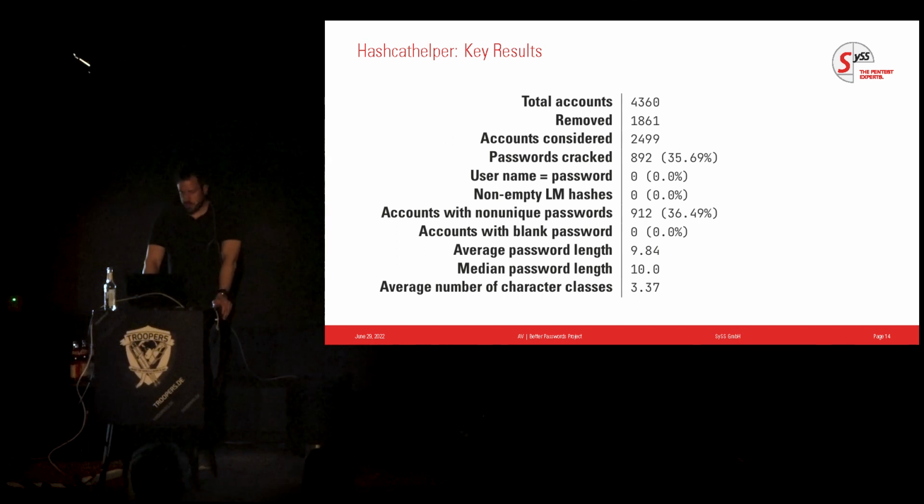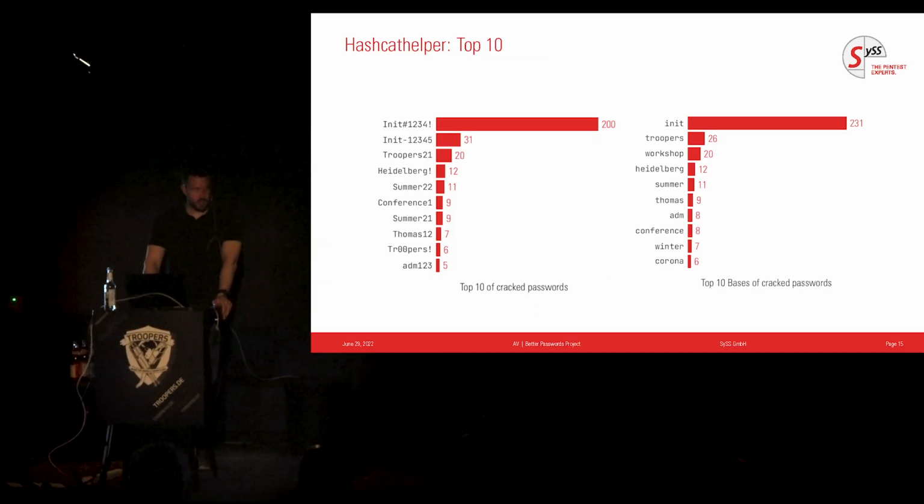And this is what a typical result will look like. So in this case, we have something like over 4,000 accounts. Some of them are computer accounts, some are deactivated. Those are removed, and we're left with around 2,500. And then we crack, whatever, 35%. We have no accounts where username equals password, none with non-empty LM hashes, and so on. And this is what a typical result for one customer looks like. This is, well, obviously a fictional example of the top 10 passwords and top 10 base words.